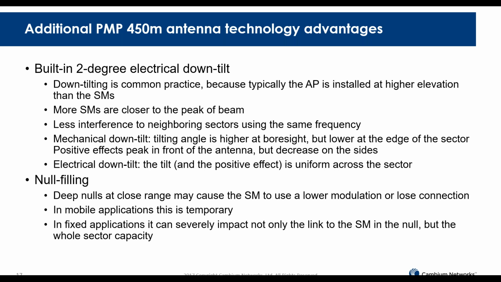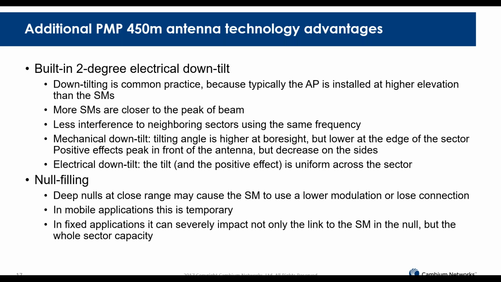The second property is null filling. A typical access point antenna without null filling may have multiple deep nulls when you move closer to the access point. These are locations that are close to the access point where the signal is greatly attenuated at the subscriber receiver. This means that the subscribers will operate at much lower modulation level, or it could even lose connection if the null is very deep.